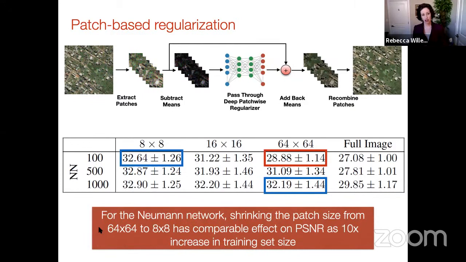And I hypothesize that in addition to having this nice effect in PSNR, patchwise regularization is also going to give us increased robustness to things like oddly shaped tumors that we haven't seen before within these large MRI images.